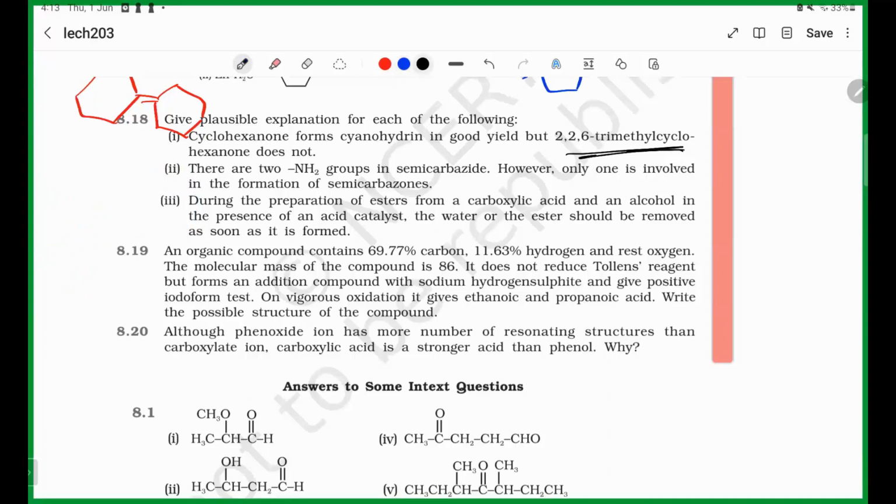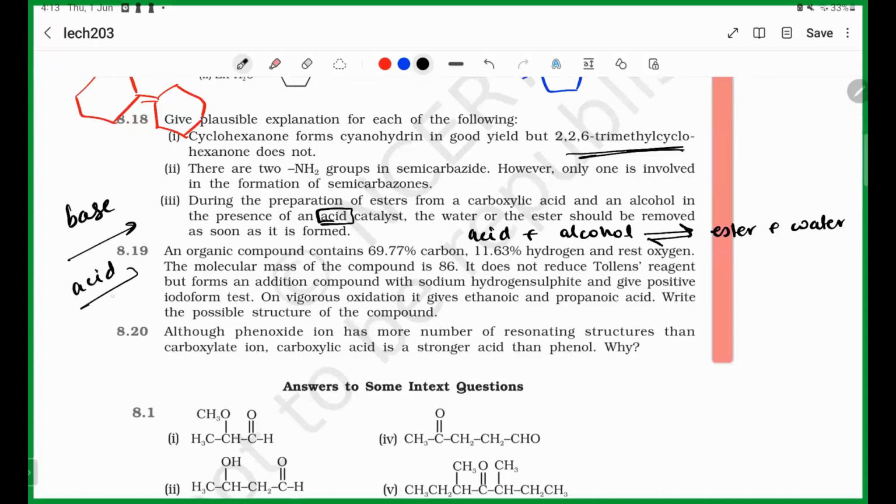Now, during the preparation of esters from the carboxylic acid and alcohol, due to the presence of an acid catalyst, the water or the ester should be removed as soon as it is formed. That is because if you look at the esterification reaction, it's basically acid plus alcohol gives you ester plus water. A very important thing to notice: in the presence of an acid catalyst, this reaction is reversible. In the presence of a base catalyst, this reaction is irreversible. Okay, esterification, that's an important point to note.